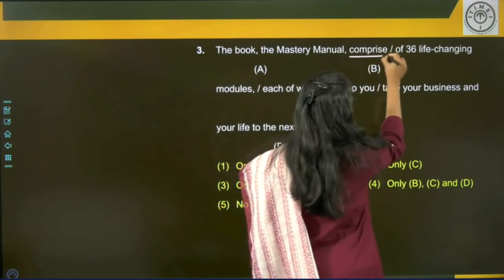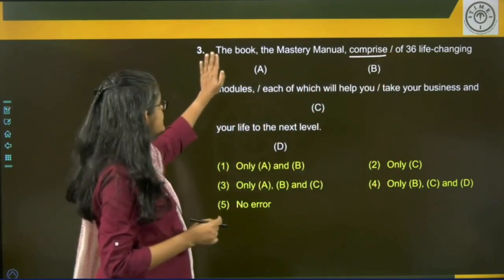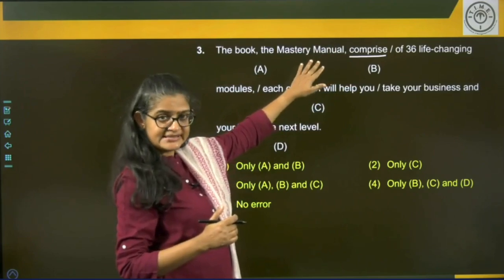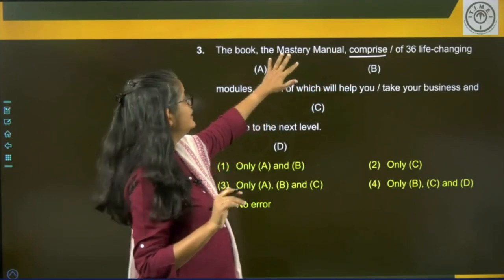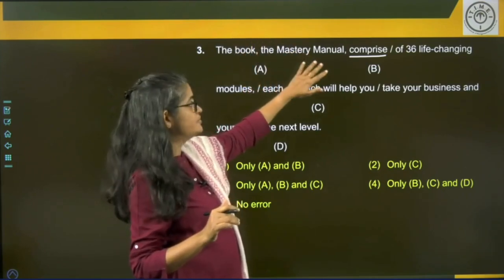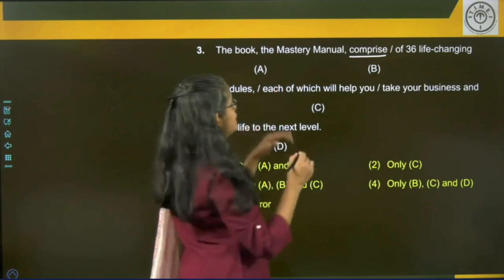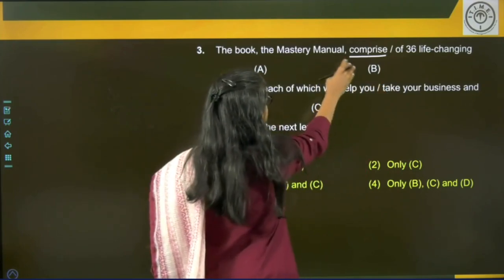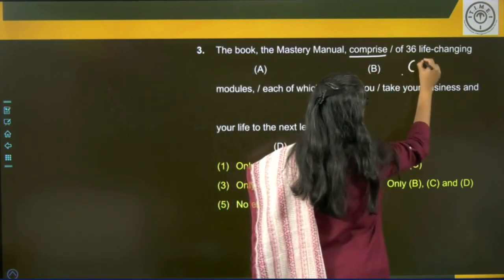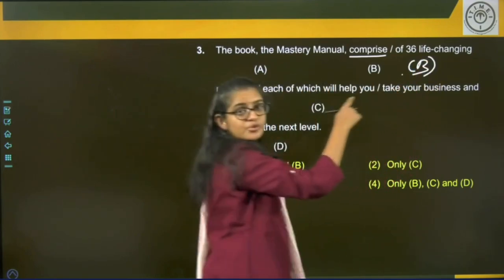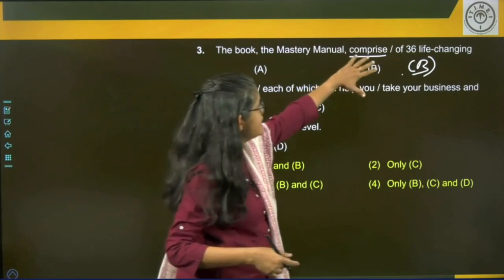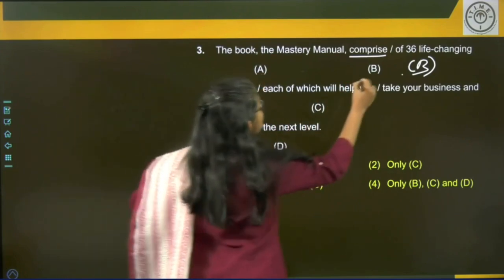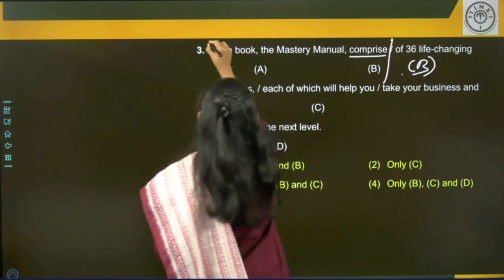This is our verb, right? Since the subject is singular, what should we have here? Comprises. You know that, right? If it is plural, the books, then it could be comprise. Here we need comprises. So there is an error here. This is part A. B starts from here. There's a little alignment issue on my slide, but this is part A and B starts from that bar there. Till here is A.